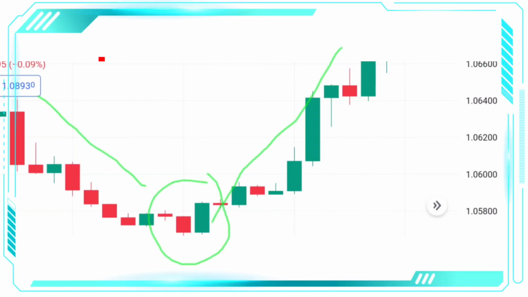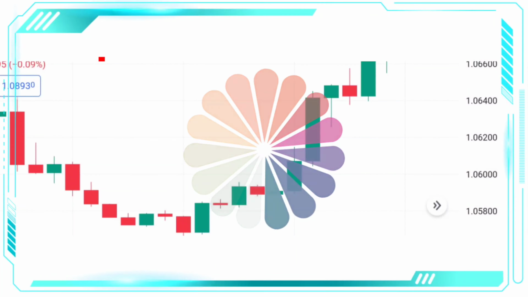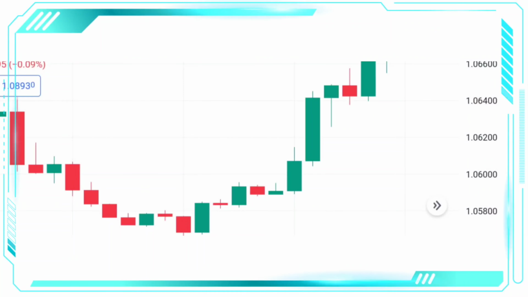Remember, the bullish engulfing pattern is just one of many tools in a trader's arsenal, but it can be a highly effective one if used correctly. So, keep an eye out for this pattern and use it to your advantage.